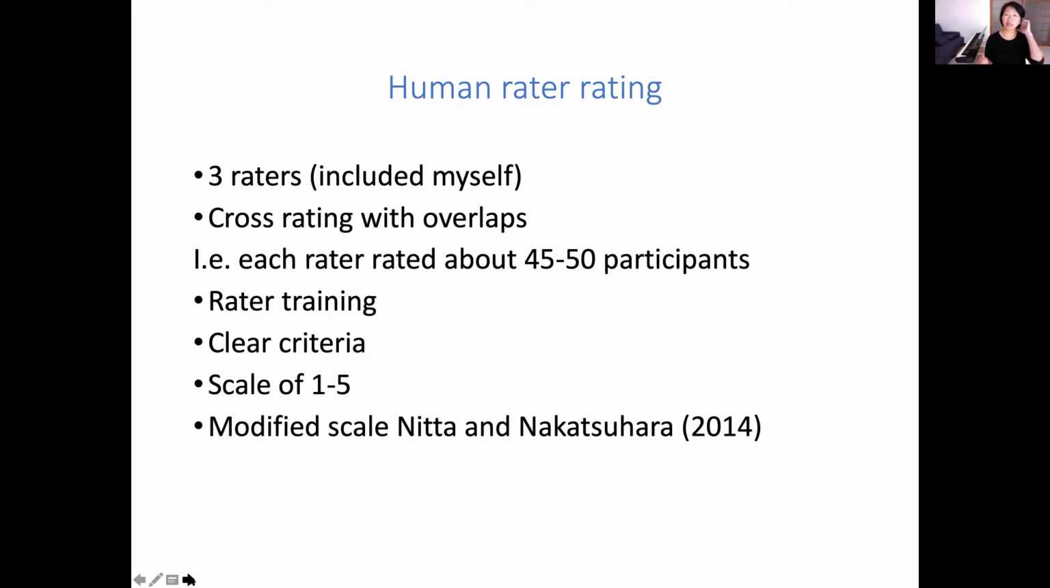to make sure that we rated the participants nicely, we kind of rated about 45, 50 participants each, so that each rater overrated some participants. We did some rater training. We use very clear criteria. I'll show you the criteria we use later. The criteria scale is modified from Nita and Takasahara in 2014.